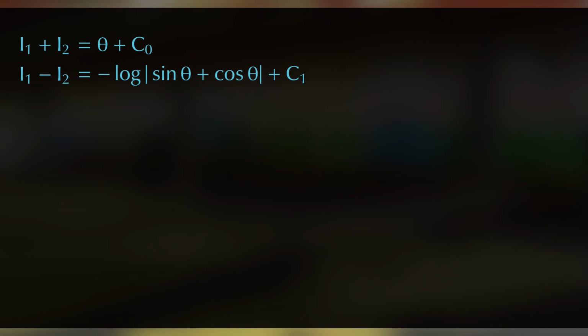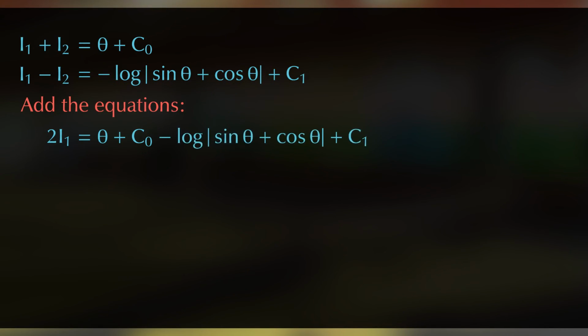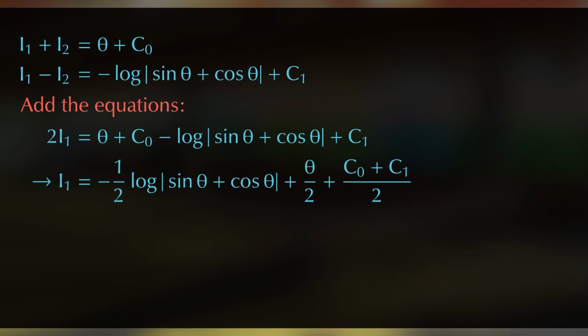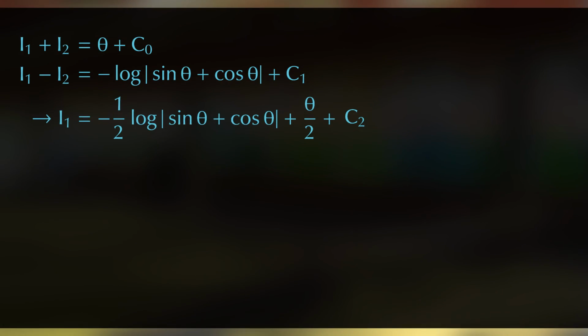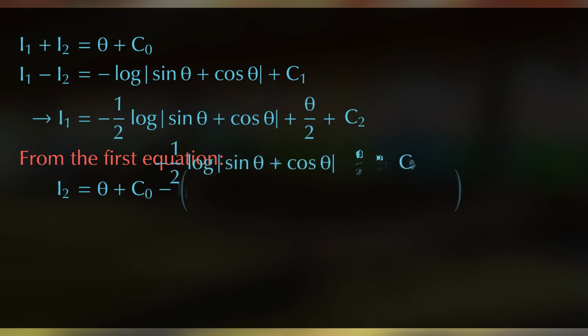Now here's the cool part. If we add the equations, on the left-hand side, we get 2 I1. If we rearrange the terms, collect the constants, and divide by 2, suddenly we have our original answer for I1. We can also solve for I2 just by plugging in our solution for I1.